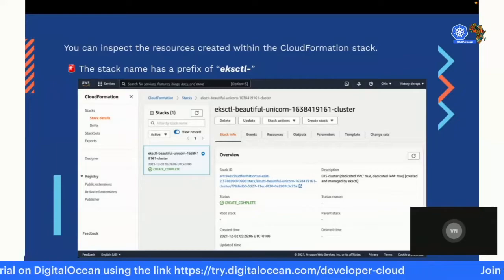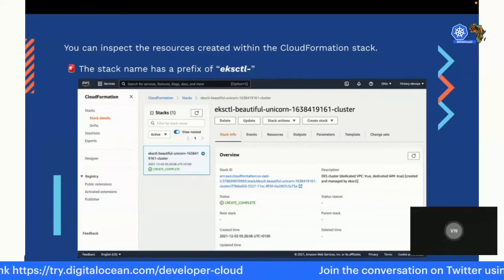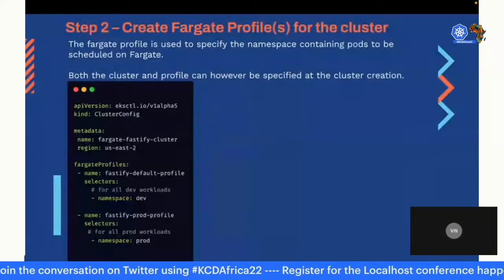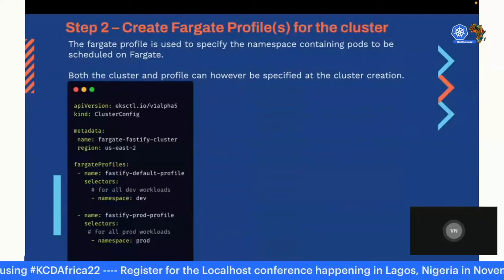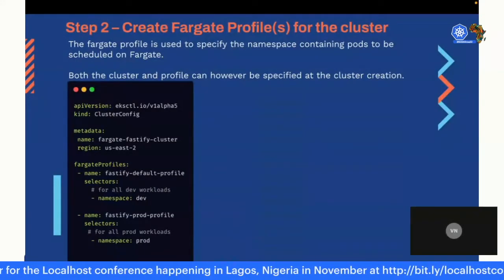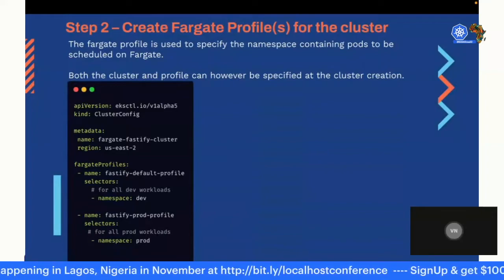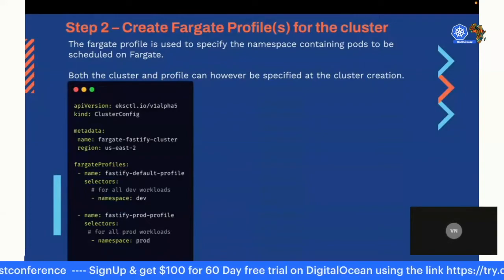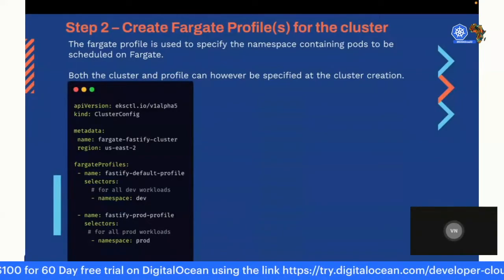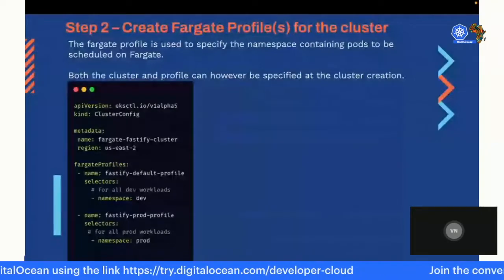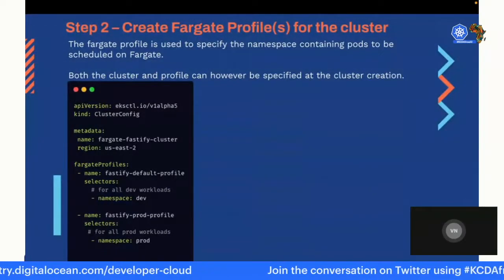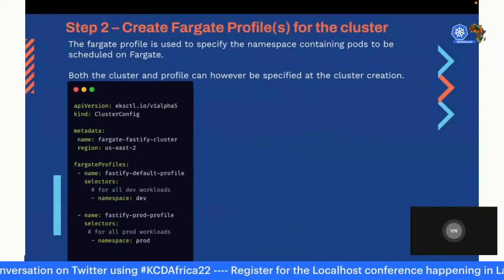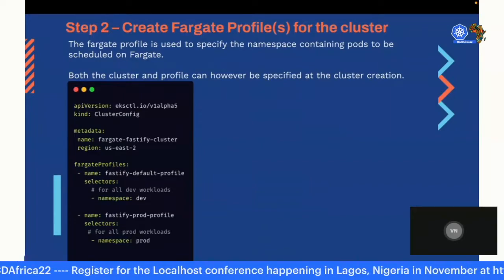Now, the next step is to create the profile. So the image on the left side here shows the fields for a profile. The profile is created as a ClusterConfig type. Then we have the metadata, which consists of the name, which is here. I used fargate-fastify-cluster. And basically, within this demo, we'll be imagining that I'm trying to push a Fastify application to the EKS. So Fastify is a Node.js framework for creating servers, for creating backend applications, pretty much similar to Express.js, if that sounds familiar.